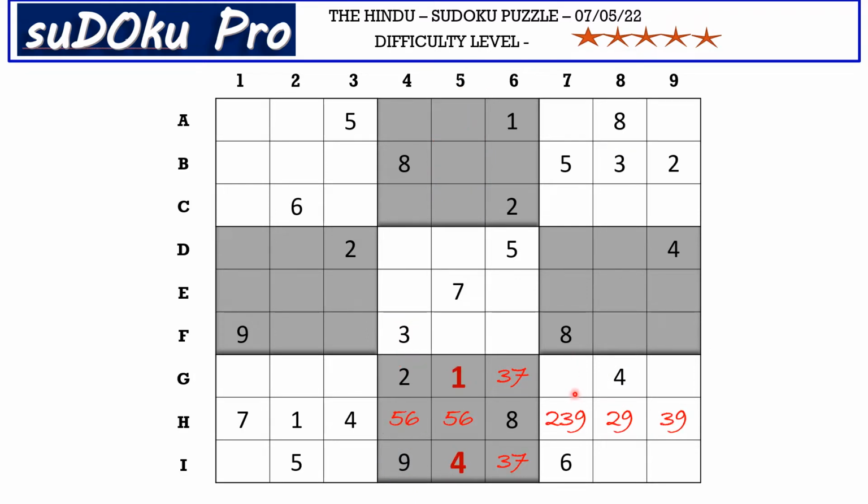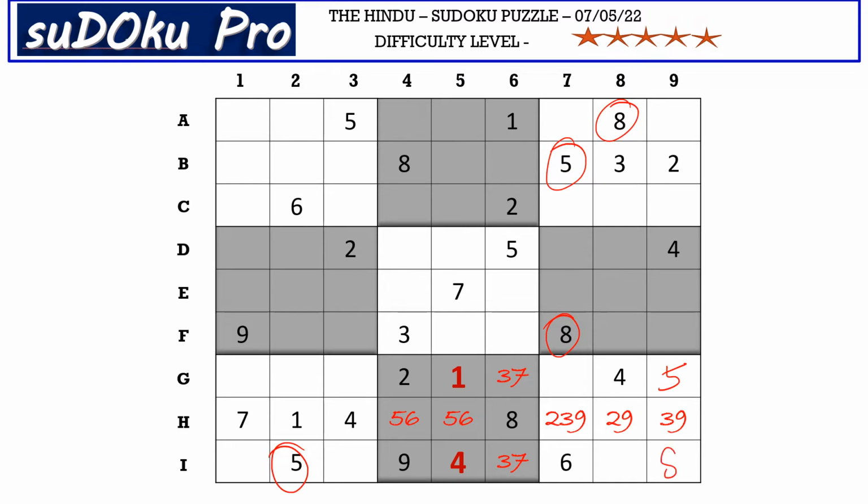Now let's fill this 9th block. You have 5 here in I row and 5 here in 7th column, which blocks these 3 cells. So G9 takes 5. There is a 8 here in column 8 and 8 in column 7, which blocks these 2 columns. So I9 takes 8.